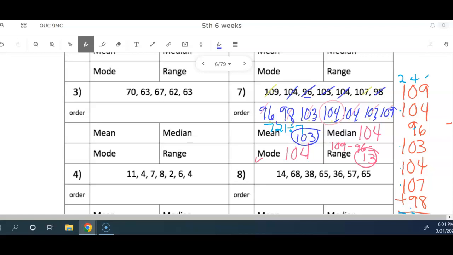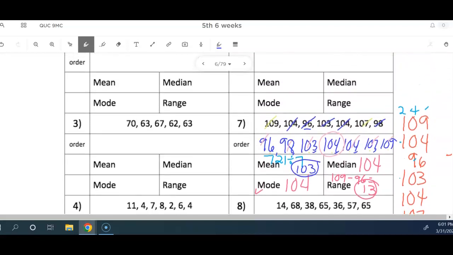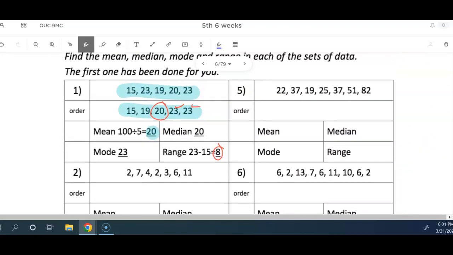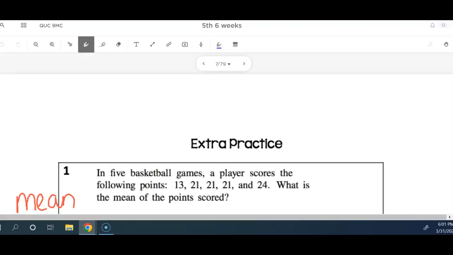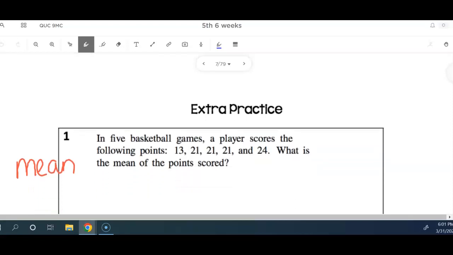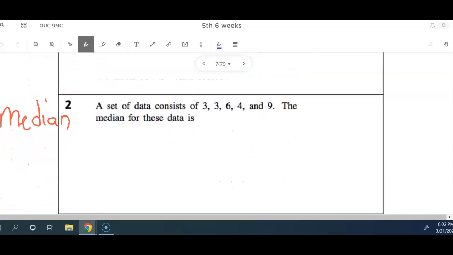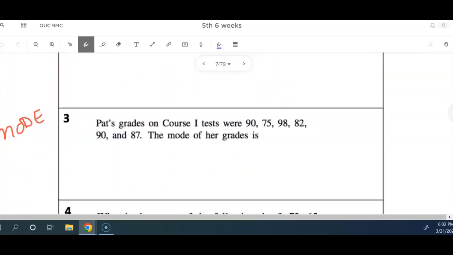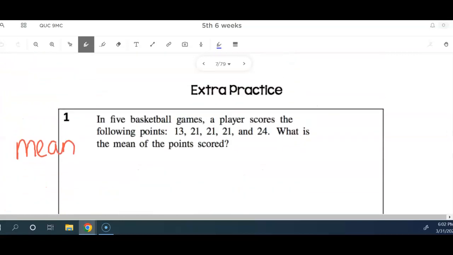Okay? So you are going to do the rest of these on your own. If you're at home, you can use a calculator. If you're in class, you're going to do it by hand. And on the back page, notice each of these questions, you are only finding one thing. So number 1, you're finding the mean. I want you to write it on the side. Number 2, median. 3, mode. And 4 is range. Okay?